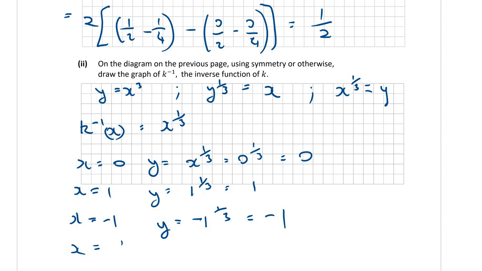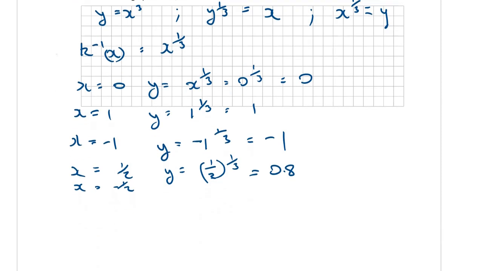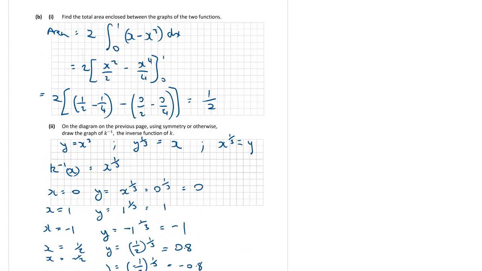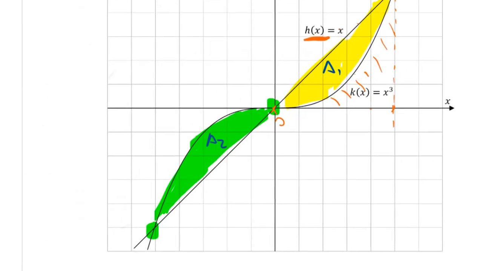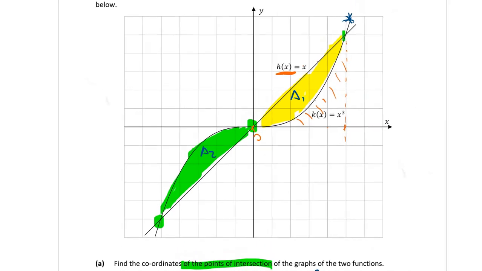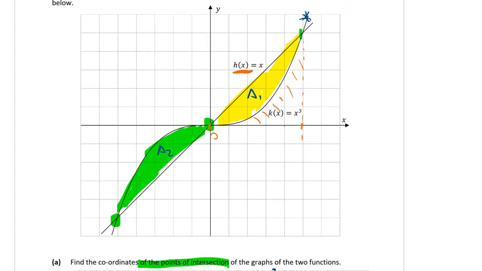x equals a half, y equals 1/2 to the power of 1/3. Just if you want to add for your symmetry's sake, just to try and draw it, y equals 0.8, x equals minus a half. This is just to try and plot the curve. y equals minus a half to the power of 1/3, which is minus 0.8. We can put a couple of those points into this function just to show you, we want to plot a few points.